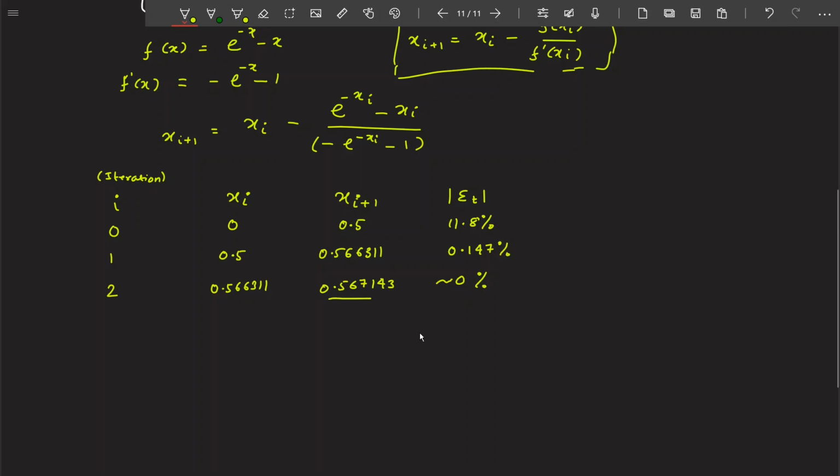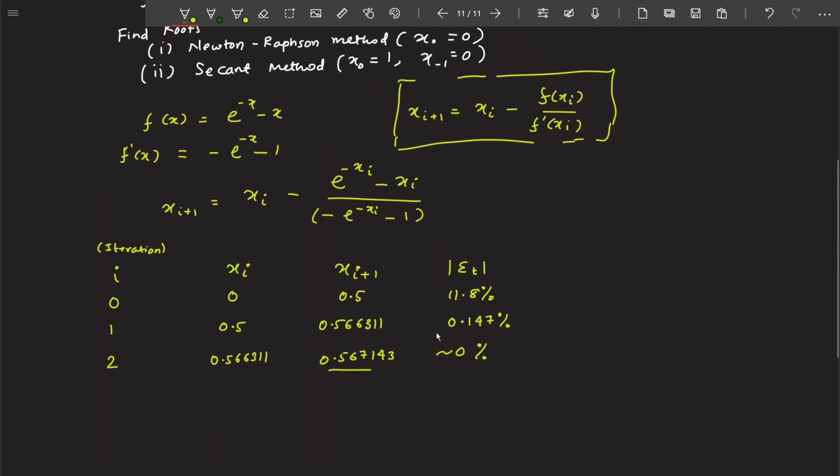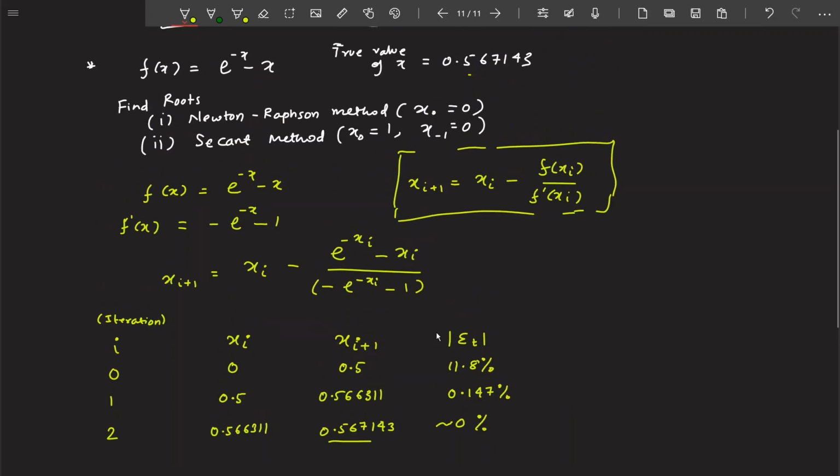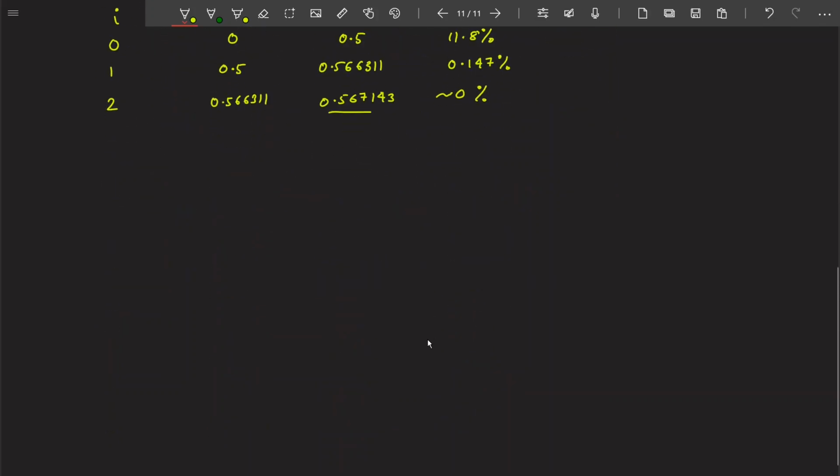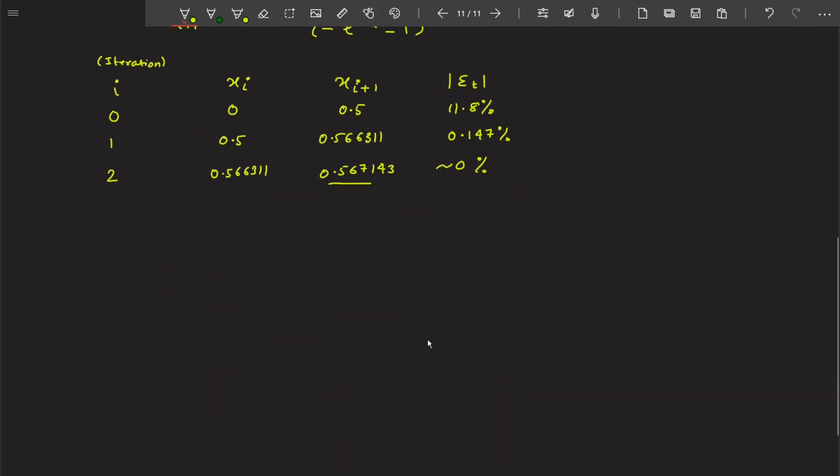Okay, so yes, this is how you are going to use Newton-Raphson method to find out. So this is one equation. If I give you any equation, I think you should be in a condition to solve it using Newton-Raphson method.